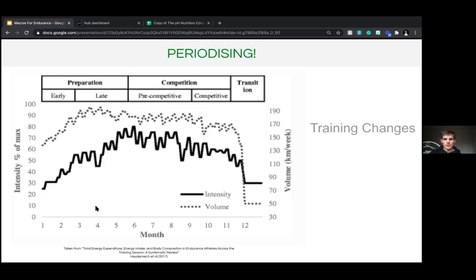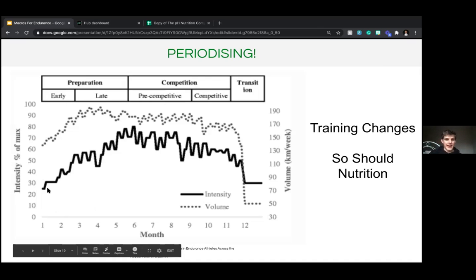But there we go. So training changes, so should nutrition. As intensity and volume increases, carb intake should probably increase, and fat intake can come down, so substrate availability is still going to be nice and high. And then you've got the benefit of the adaptation from being metabolically flexible and using fats in that early stage. It's this idea of adaptation and optimization. You want to adapt to using fats at the early stages and then optimize by giving your body the carbs in those competition phases so that you can go absolutely flying.